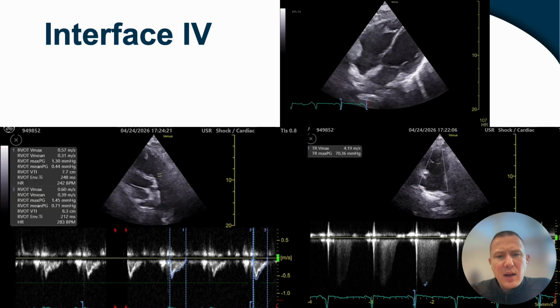And while looking at interface number 4, again, we see that right ventricular function is severely diminished. He has an early systolic notch on the waveform, and his right-sided pressures are significantly elevated. His RVSP based on this echo was 70 plus 15, so total 85. So pretty high right-sided pressures.